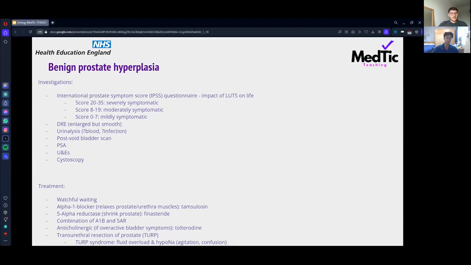It depends on the hospital and the setting, but if you're in a hospital, you might consider a post-void bladder scan to assess the amount of retention.